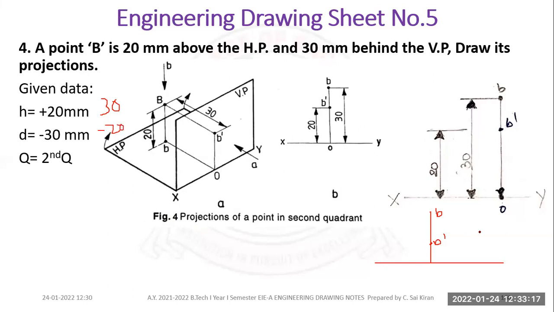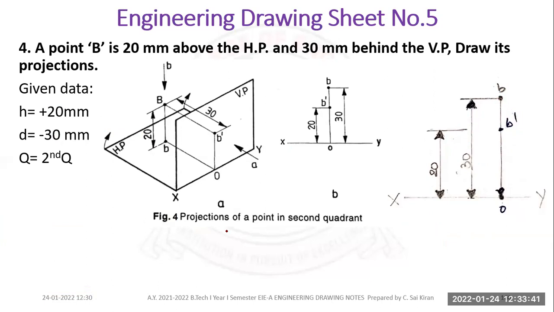So what happens here is, with respect to 30, it will become B dash because H is 30. If D is minus 20, so with respect to 20, it will become B. On the same vertical line only, you have to mark the B dash and B.